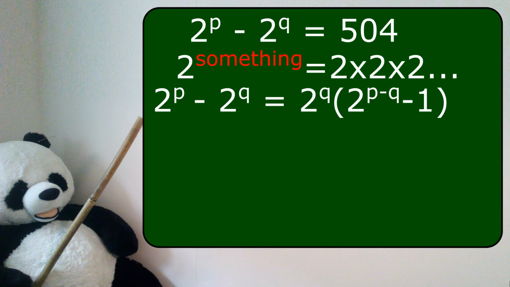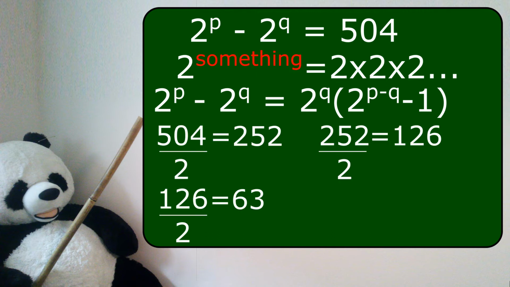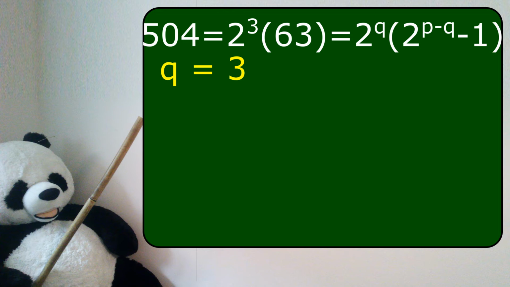So now we need to turn 504 into something that looks like that, starting with seeing how many times we can divide 504 by 2 evenly, which, unsurprisingly, is 3 times. This leaves us with 63. Now we can write this thing, and q equals 3, which means that 63 has to equal the other part. Add 1 to 63 and we get 64.